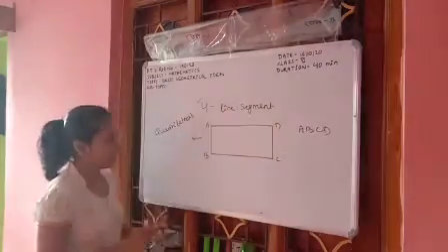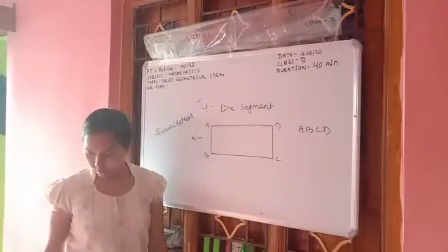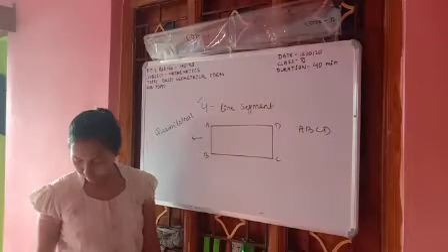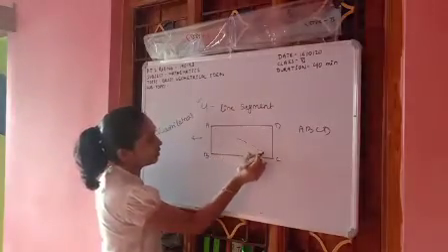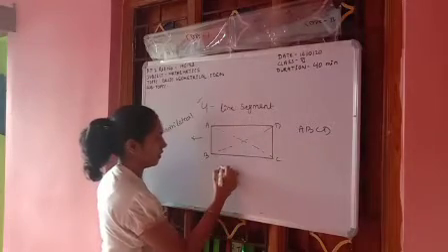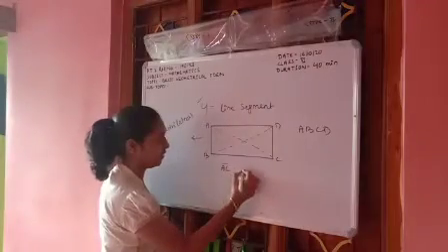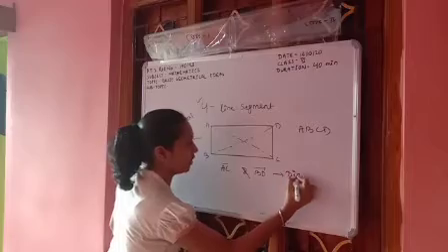Then on your copy, draw the diagonals of this polygon. Diagonals. Name it A, C, AC and B, D, BD. These are the diagonals.